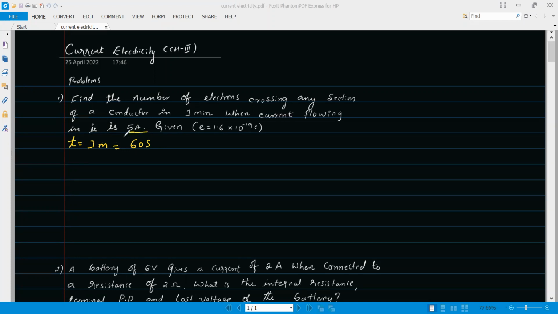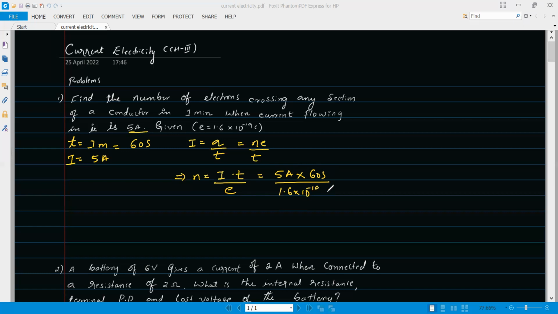And they are telling about current: I is equal to 5 ampere. Use the formula I is equal to Q by T. Q, according to the quantization rule, is NE, so I = NE by T, and we are asked to calculate N, which is equal to I into T divided by E. I is 5 ampere, T is 60 seconds, divided by E, which is 1.6 into 10 to the power of minus 19 coulomb.